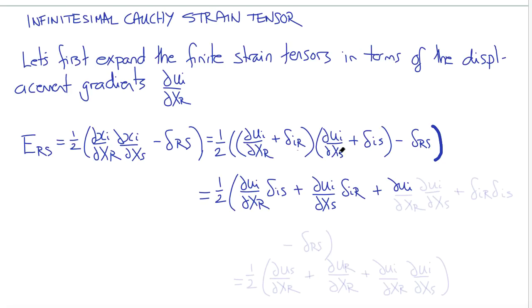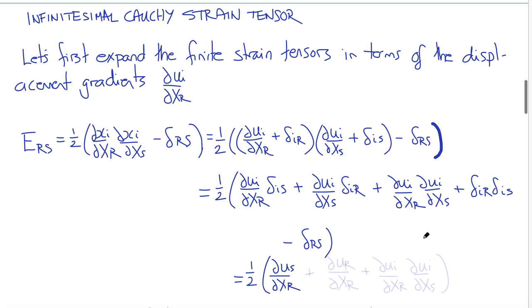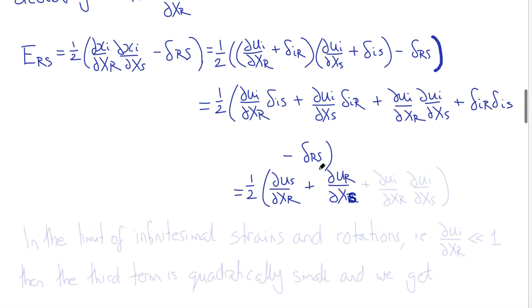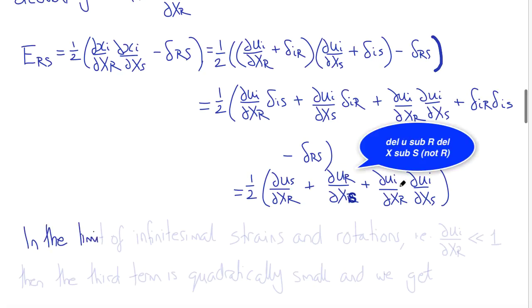Expanding this out, we get ∂u_i/∂x_r times δ_rs plus ∂u_i/∂x_s times δ_ir, plus the quadratic term ∂u_i/∂x_r times ∂u_i/∂x_s, plus the product δ_ir δ_is minus δ_rs. You can see that δ_ir δ_is is δ_rs, so these terms cancel, which leaves us with these three terms. ∂u_i/∂x_r times δ_is becomes ∂u_s/∂x_r, this term becomes ∂u_r/∂x_s, and the product is ∂u_i/∂x_r ∂u_i/∂x_s.